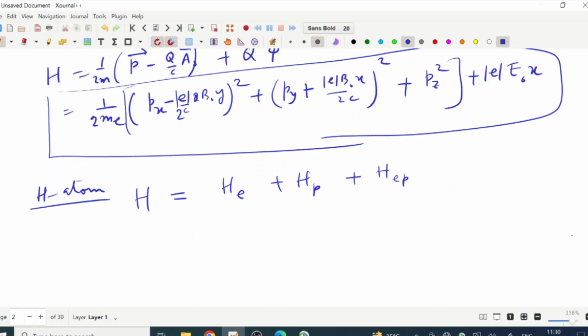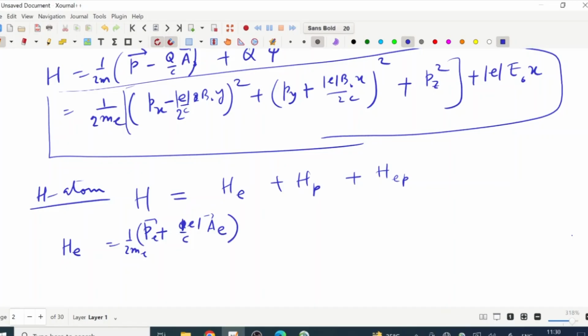Already we have written the Hamiltonian of the electron: 1 over 2 m e, p e vector minus q by c, and q will be minus e, so minus minus plus, and then A vector of the electron. The vector potential for the electron and the vector potential for the proton will be different, because the vector potential depends on position, and the electron and proton are at different positions.